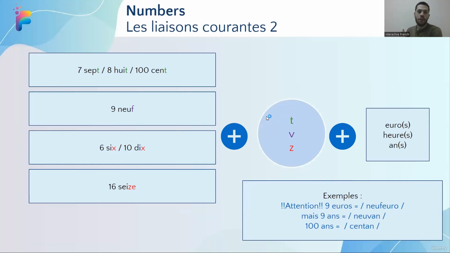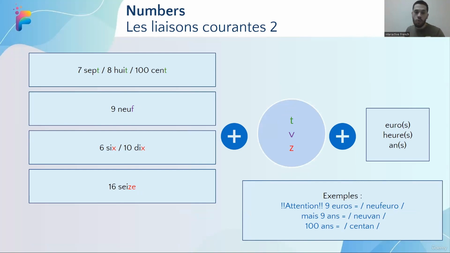Now you also have a t sound at the end of the number when your number ends with a t, right? So that's the case with sept, with huit, with cent, right? You would say 7 euros, 8 heures, 100 ans, right?